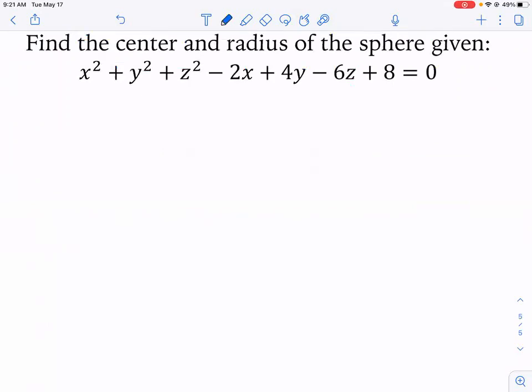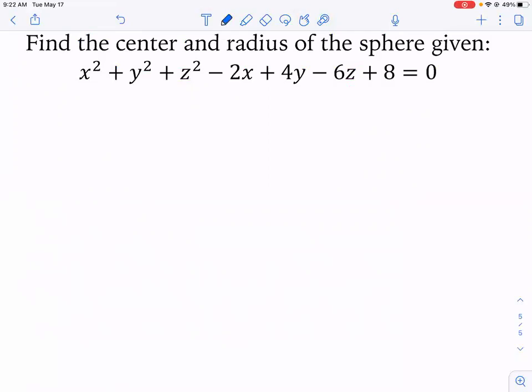Write this down. I want to know the center and the radius of this sphere. What are we going to have to do? Complete the square. How many times? 3 times. Else you don't have to what? Right, our coefficients are 1. That's awfully nice.